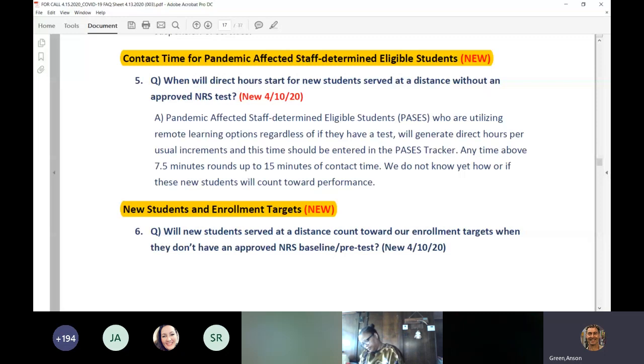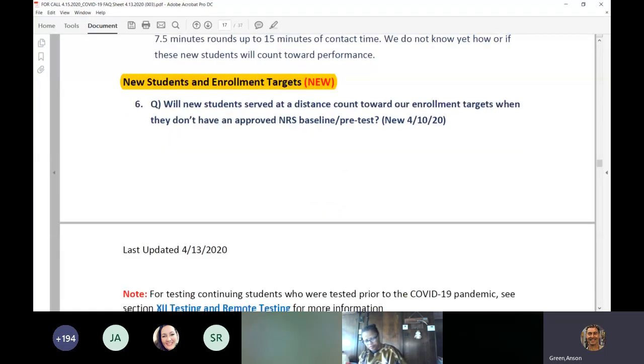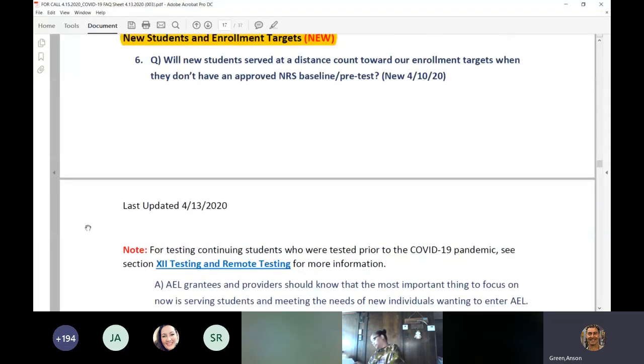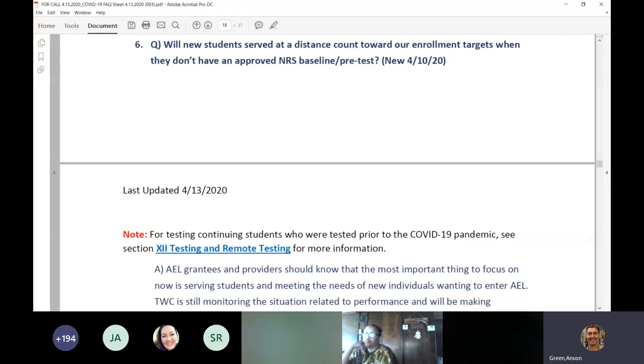Anytime above 7.5 minutes rounds up to 15 minutes of contact time. And we don't know yet how those students will be counted for performance. And then new students and enrollment targets. And this is one that we really worked on quite a bit. Again, we don't want to worry about performance, but we did want to address the concerns because you guys are so focused on enrollment targets. And I appreciate that, but we need to not be obsessed with it right now.